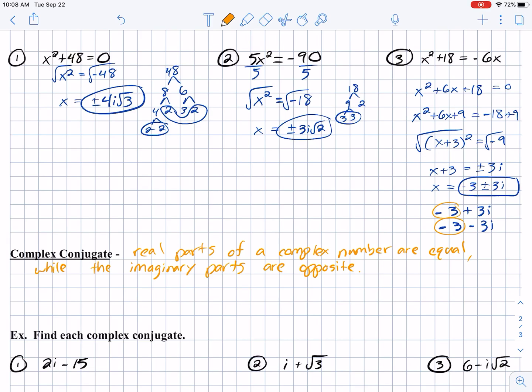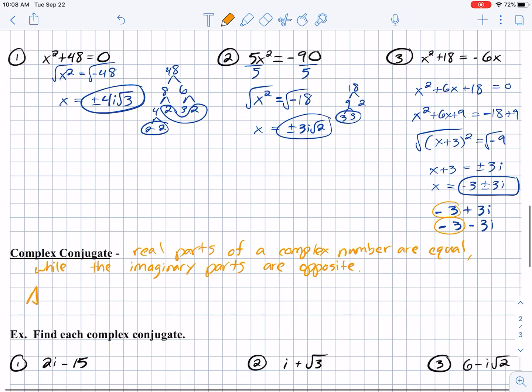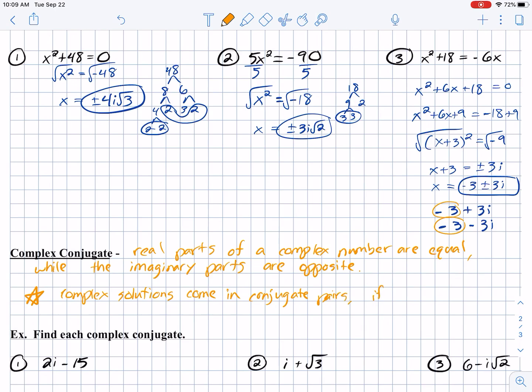Okay, so it's good to remember that complex solutions always come in pairs. Complex solutions come in conjugate pairs. So there will always be two solutions when they're non-real. Right? If a plus bi is a solution, then a minus bi is also a solution.